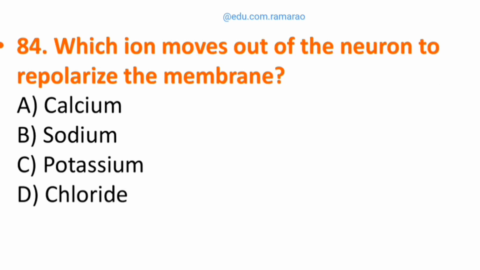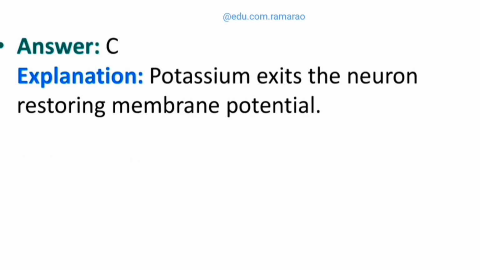The next question. Which ion moves out of the neuron to repolarize the membrane? Option A calcium, option B sodium, option C potassium, option D chloride. The correct answer is option C. Potassium exits the neuron, restoring membrane potential.